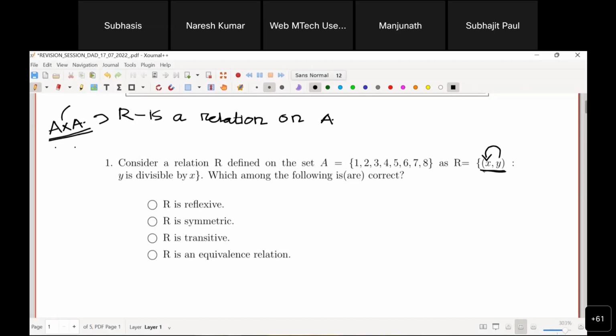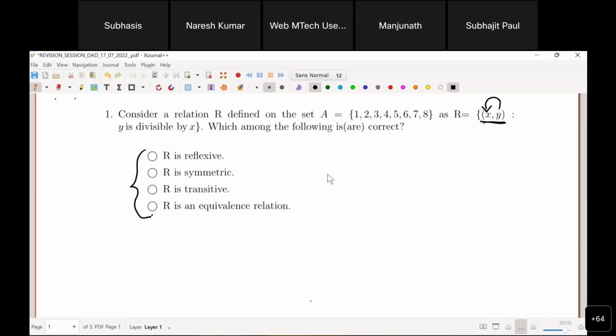We need to check whether the relation we have defined satisfies the properties mentioned in the options. We need to check whether this relation R is reflexive, symmetric, transitive, or an equivalence relation. An equivalence relation is nothing but a relation that is reflexive, symmetric, and transitive.